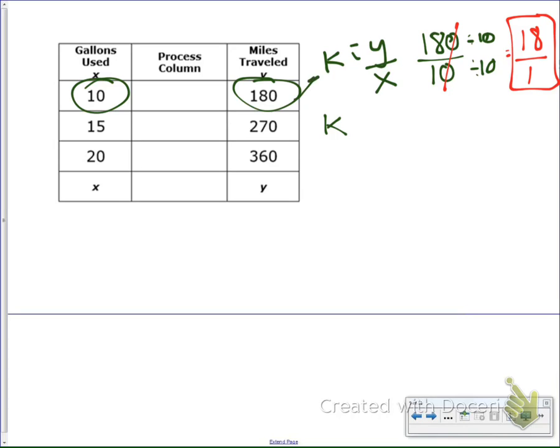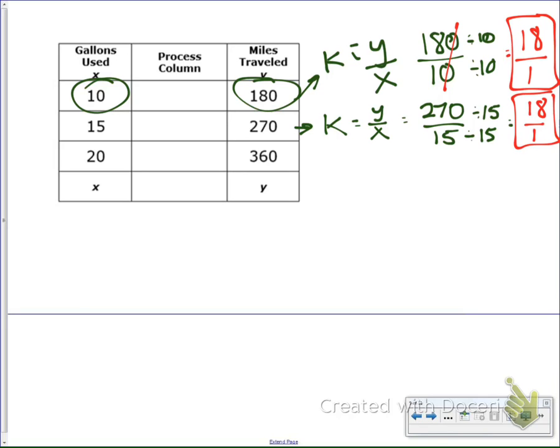So let's look at the second row. There's my first up top, here's my second right here. Again, it's going to be y over x. This time I'm going to look at 270 over 15. If I have my handy dandy calculator, I know that I can divide both of these by 15. Divide both by 15. And that is going to give me a constant of proportionality that comes out to 18 over 1. So far, we're looking all right.